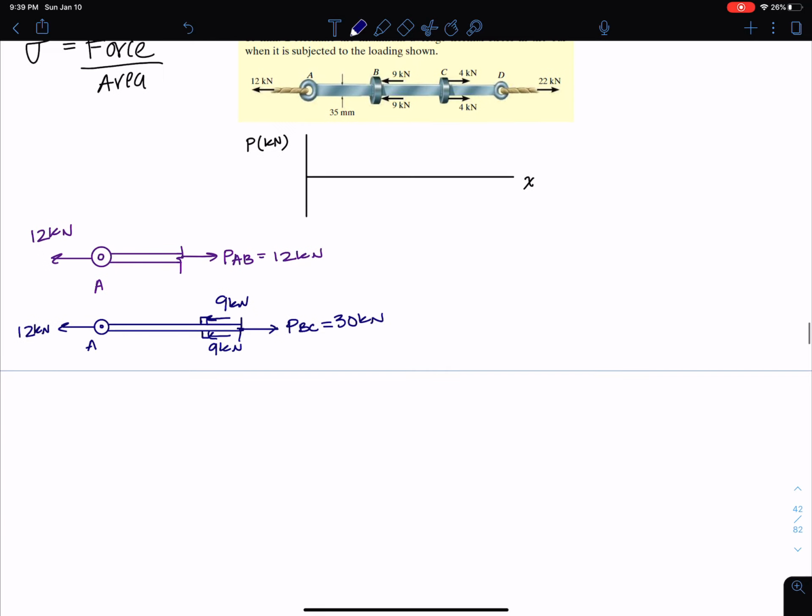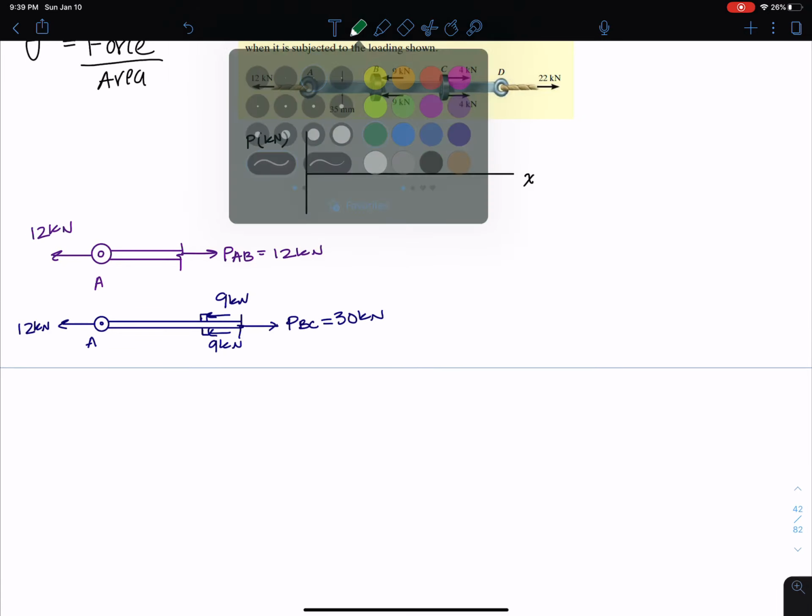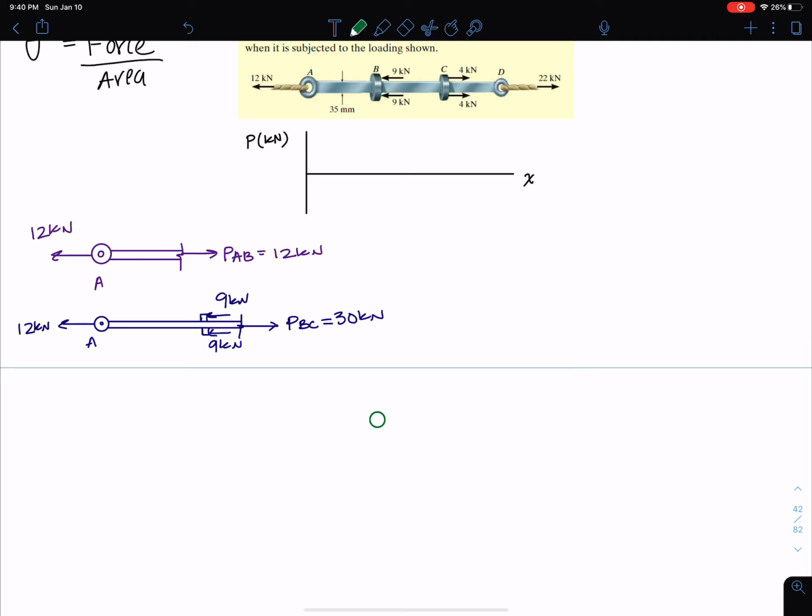Okay, and for the last cut, I can either continue from A or I can now start from D. A little simpler because I'm dealing with less stuff on that side, and I can make the cut anywhere before those two 4 kilonewton loads come into play, and I can say that PCD, I know I have a 22 kilonewton here. This is D, and it just gives me that P is equal to 22 kilonewton.